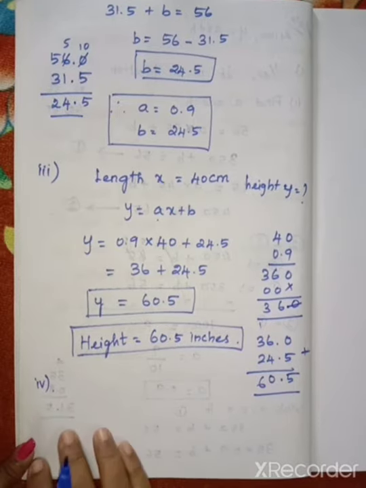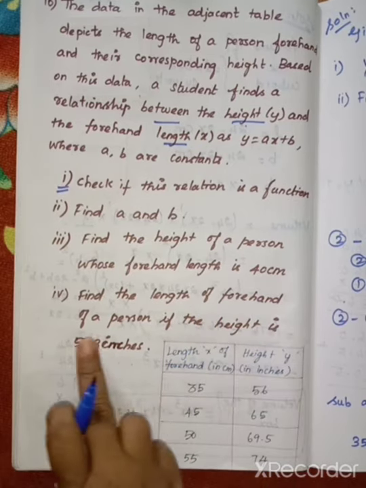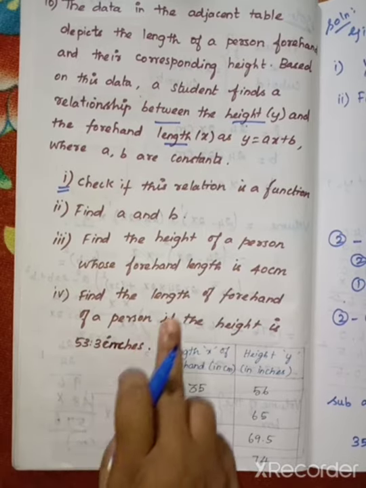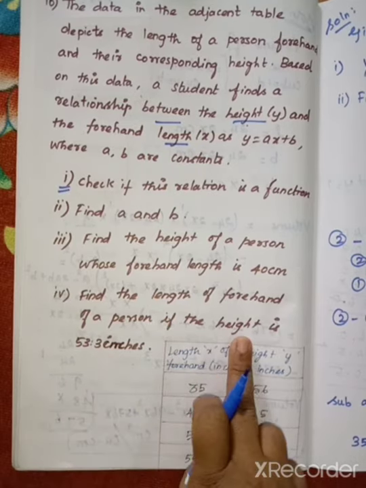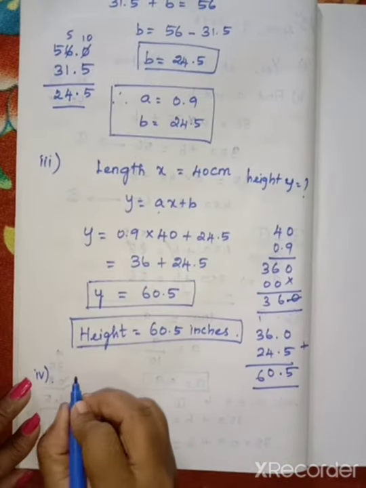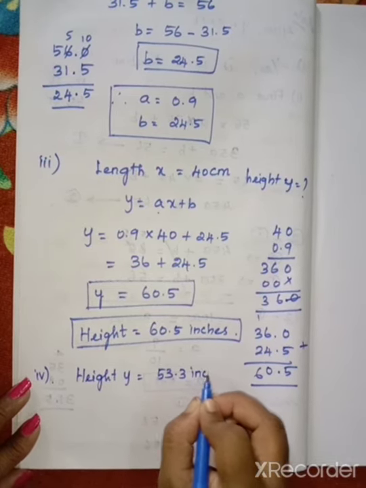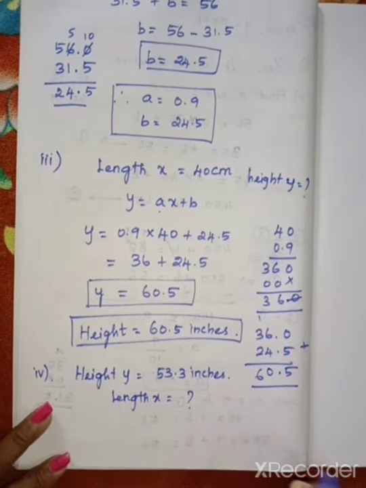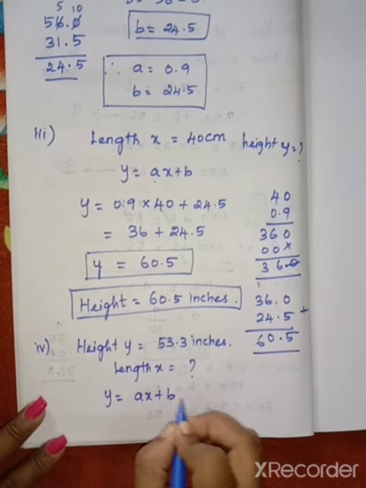Likewise, in the fourth subdivision we want to find the length of the forehand of a person if the height is 53.3 inches. Here we want to find the length, that means we want to find x. The given is the height, that is y, and the value is 53.3 inches. So y equals 53.3 inches, and we want to find the length x. Same procedure. Here the given equation is y equals ax plus b.